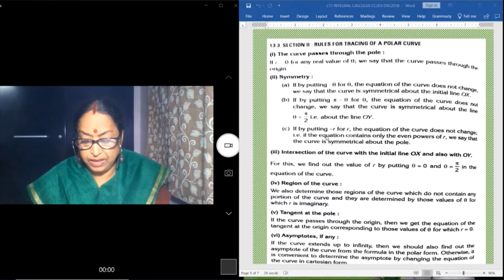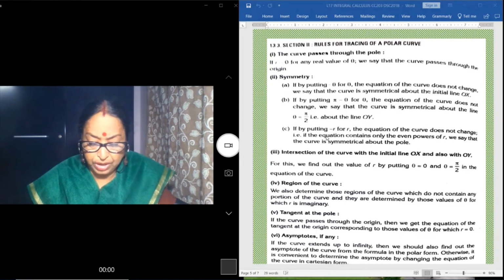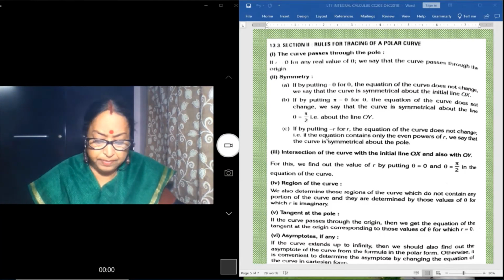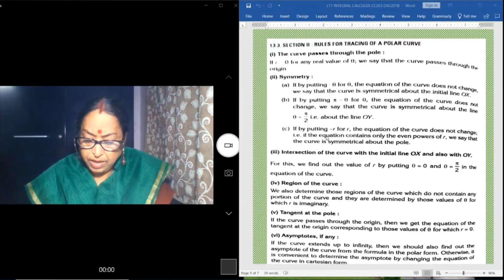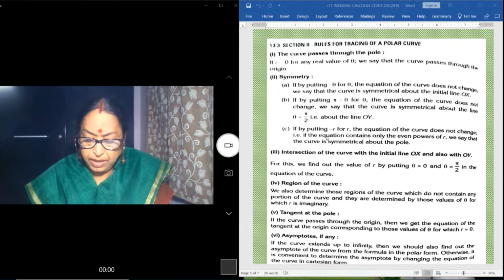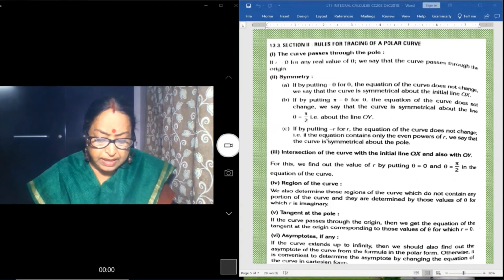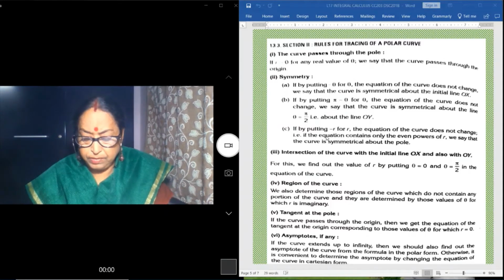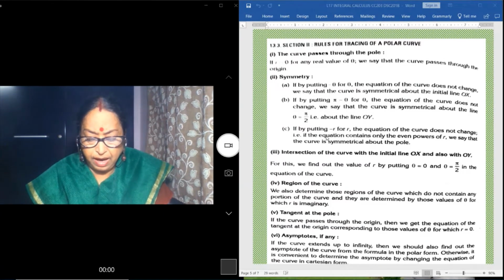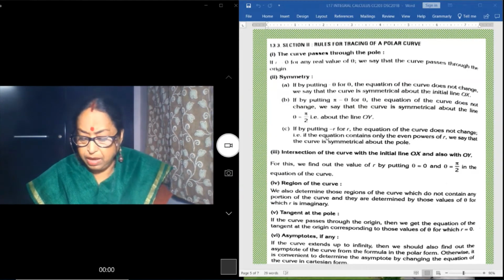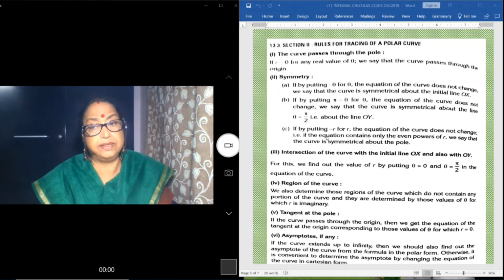Region of the curve: there are regions which do not contain any portion of the curve, and they are determined by those values of theta for which r is imaginary.